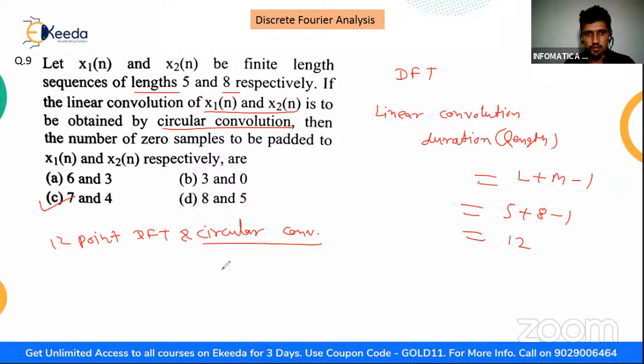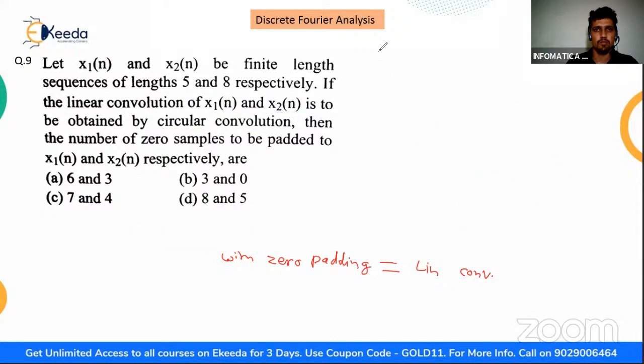So in that case, circular convolution with zero padding is equal to linear convolution. I've just mentioned DFT; suppose we need to calculate it, in that case we will calculate the DFT. Here we just need to calculate the circular convolution of 12 points, where you must know that there is a circular shift in the circular convolution. We can easily calculate it using matrix multiplication. So now let's move to the next.